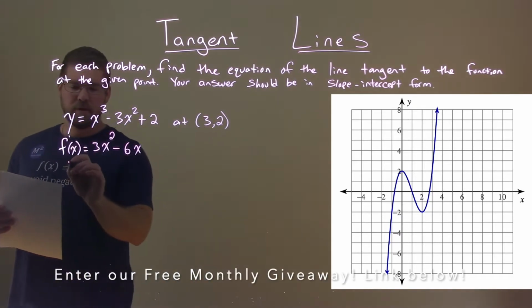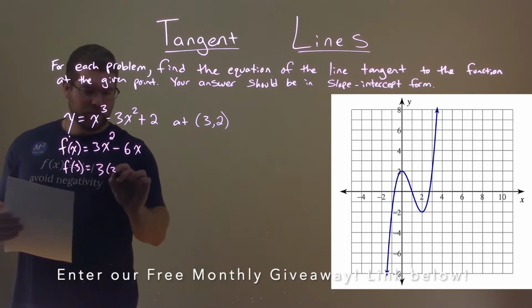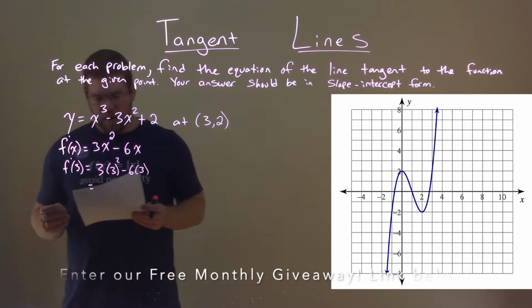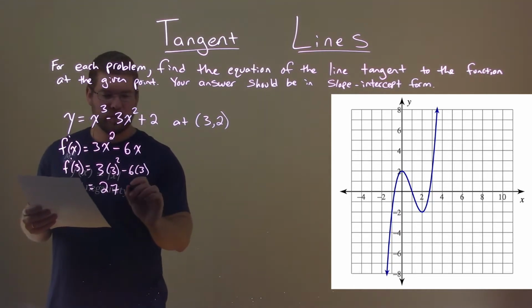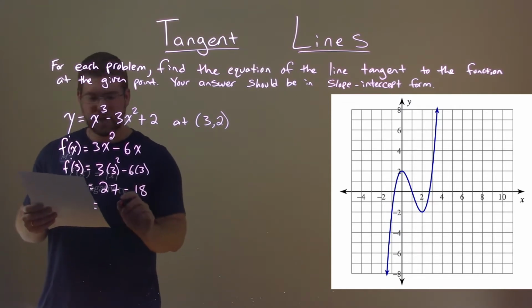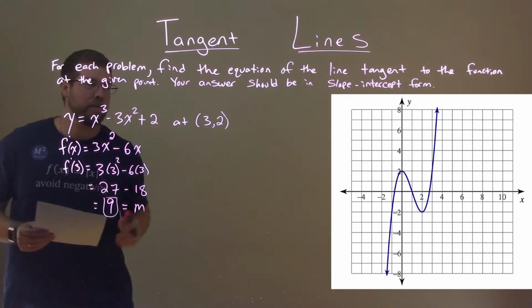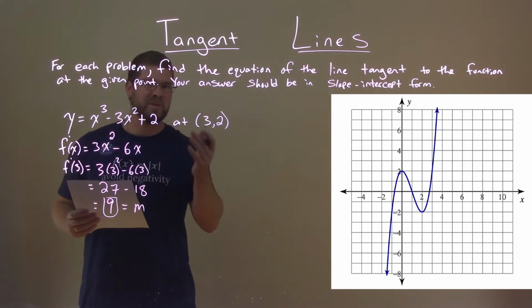So we find f prime of 3, and let's put 3 in for x: 3 squared times 3 minus 6 times 3. Well, 3 squared times 3 is 27, and 6 times 3 is 18. We subtract them: 27 minus 18 gives us 9, and that is our m value, the slope at x equals 3.